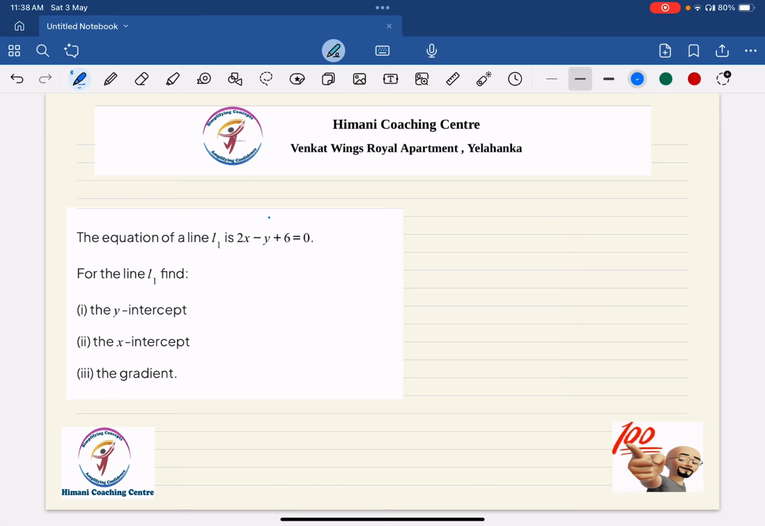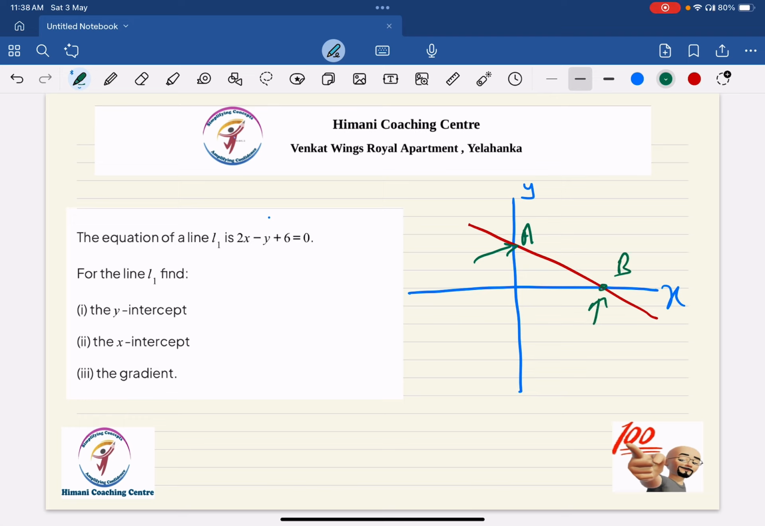It is saying the equation of a line L1 is 2x minus y plus 6 equals 0. For this line, we are supposed to find the y-intercept, the x-intercept, and the gradient. Now, in order to understand y-intercept, let us draw this graph. So this is the y-axis, this is the x-axis, and if there is a line like this, where do we have the y-intercept? At this point. Let us say this point is A, and this point B is called the x-intercept.